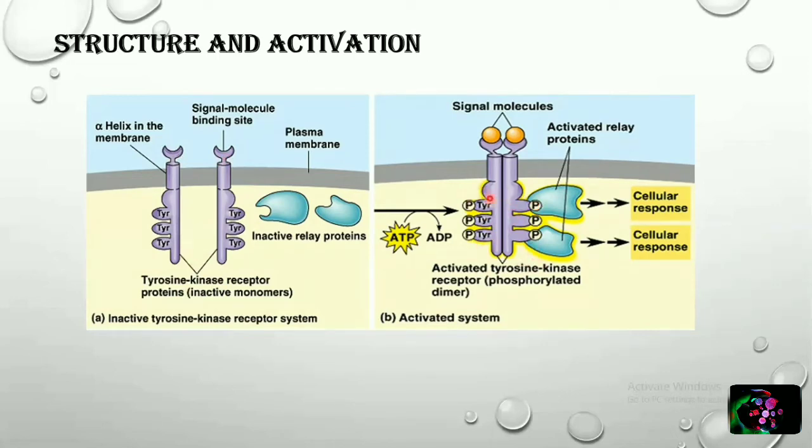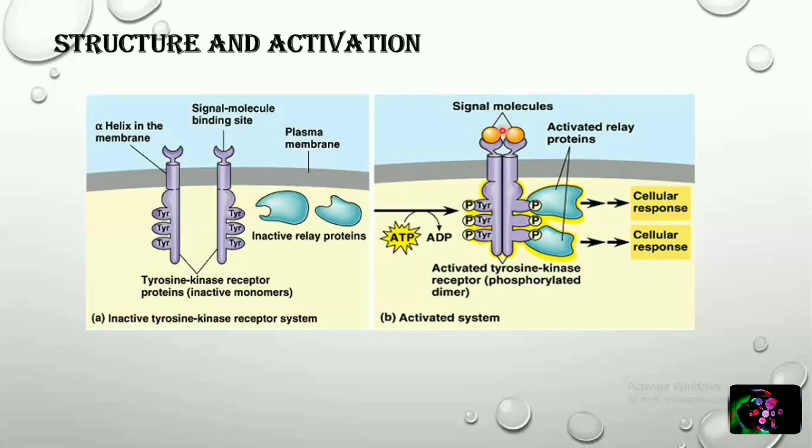The dimers form when these signal molecules bind with the receptor site. That is, the two signal molecules bind to form the dimer, and after formation of this dimer, conformational changes occur. These conformational changes mean phosphorylation has started. And these signal molecules are the growth factors.